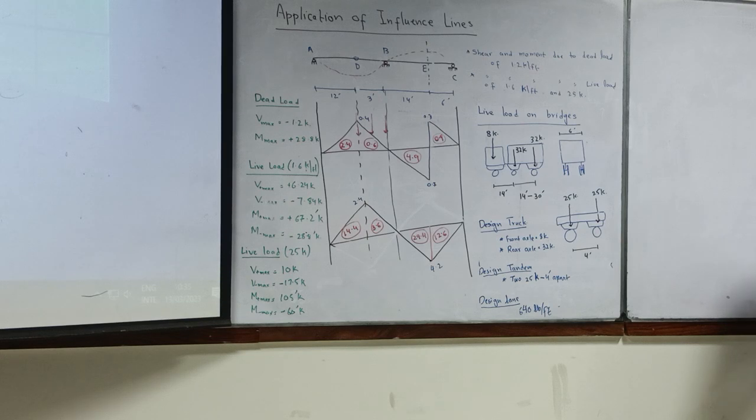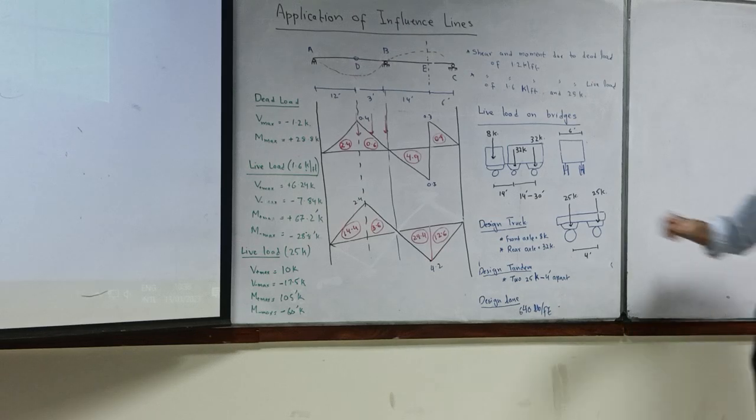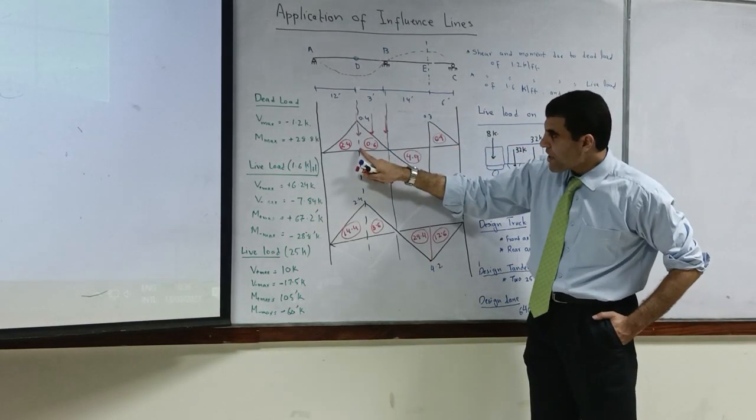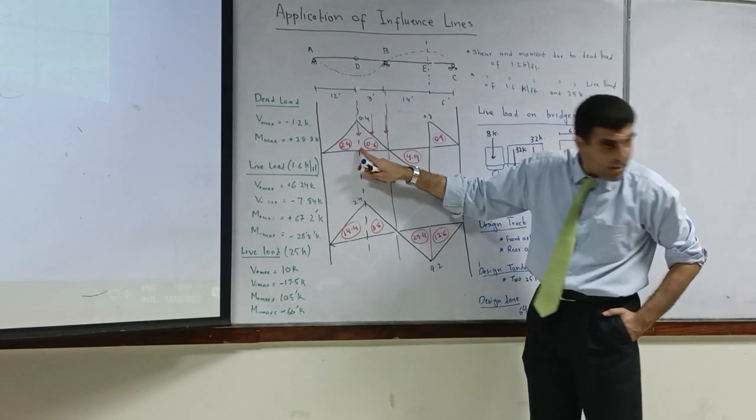Sorry, say it again. In the first case, where we put the lorry at 0.4 position, why don't we place the lorry at 0.4 kip? Yes, so that's what I'm saying.